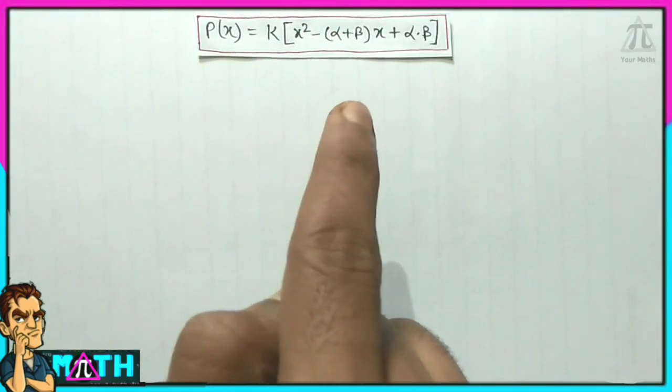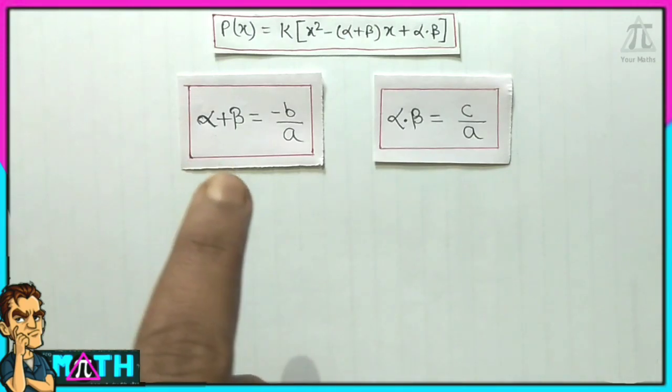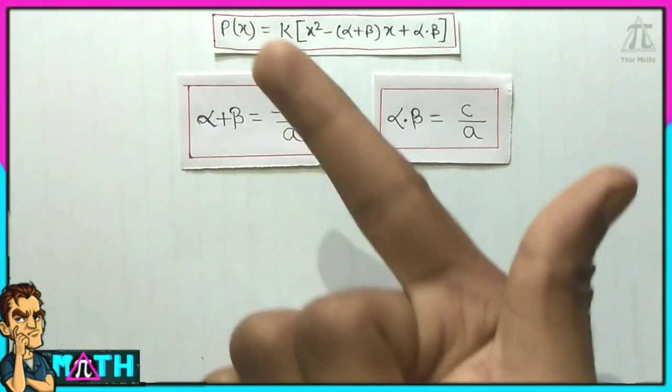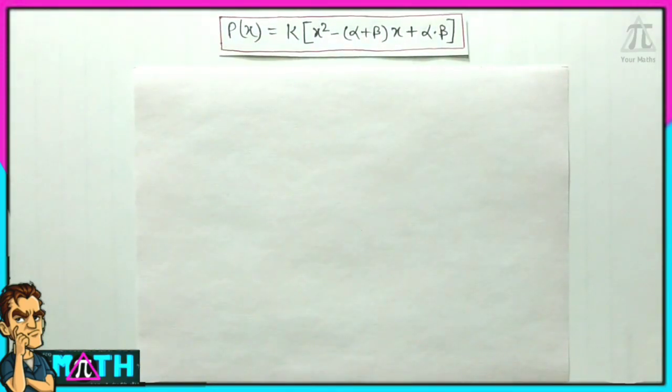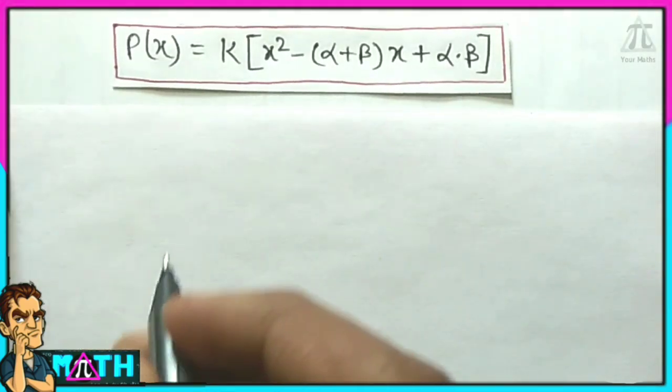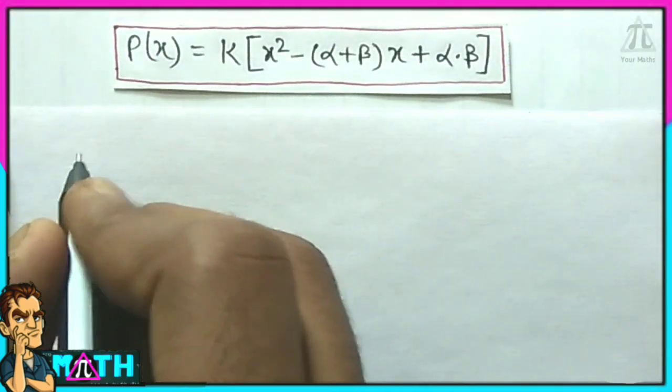Today we are going to prove this, this and this. Now let's start with the first one. So now let's start deriving this. This is the root form of quadratic equation, and we have to derive that as well.